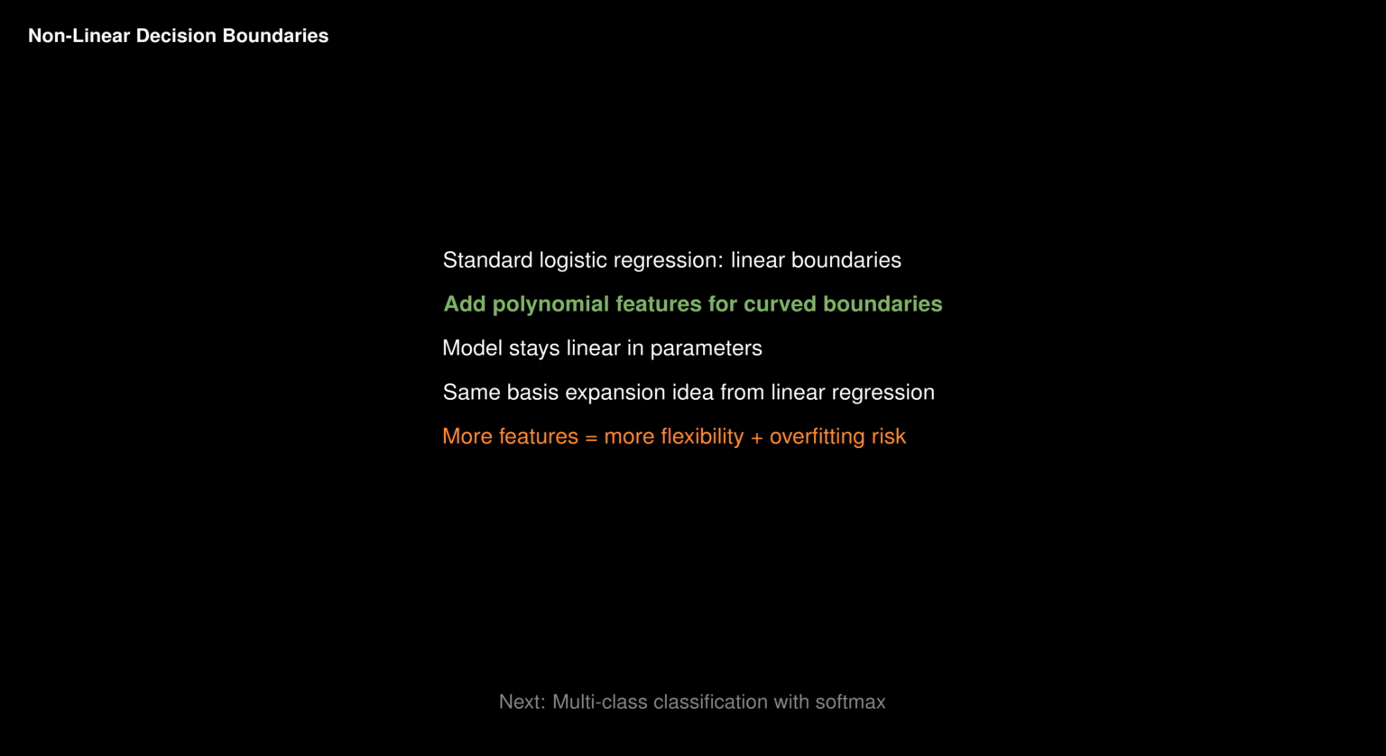Let us recap. Standard logistic regression gives linear decision boundaries. For nonlinear patterns, we add polynomial or transform features. The model stays linear in parameters, but the boundary curves in the original feature space. This is the same basis expansion idea from linear regression. More features give more flexibility, but also more risk of overfitting. Choose your features wisely using domain knowledge when possible.